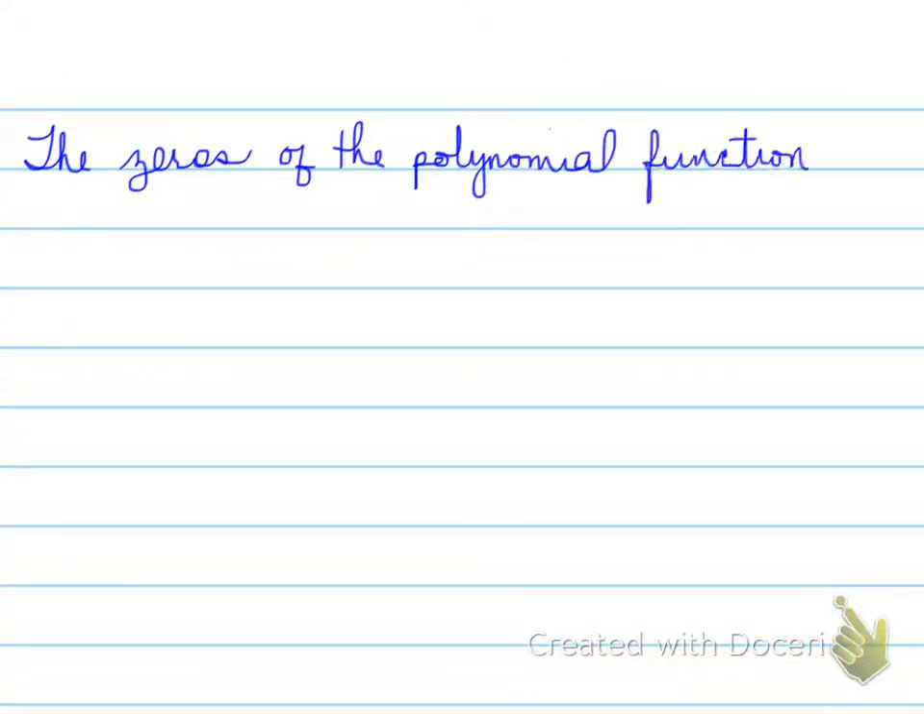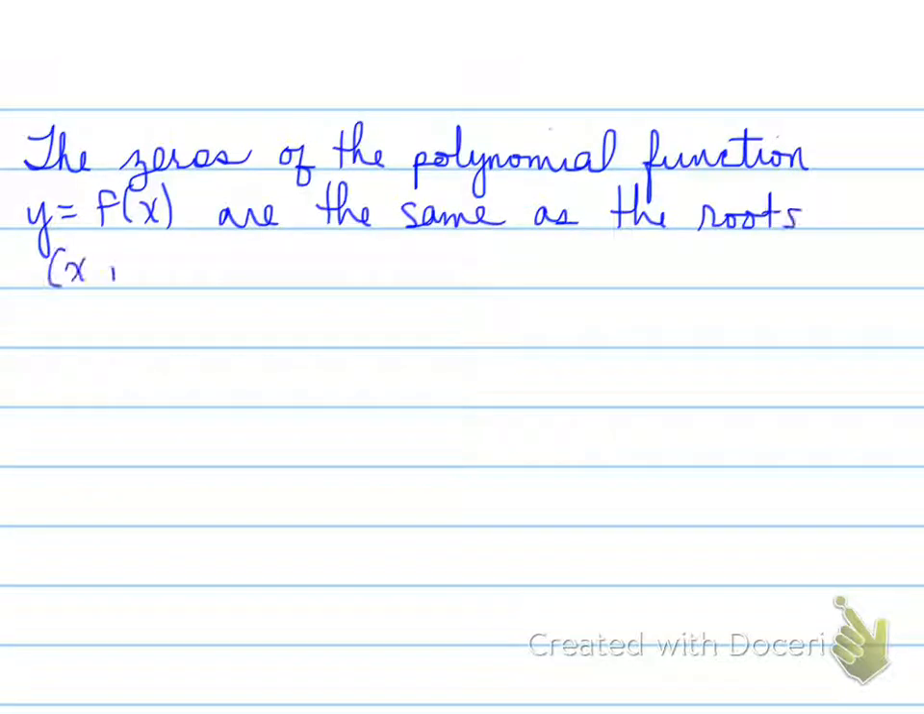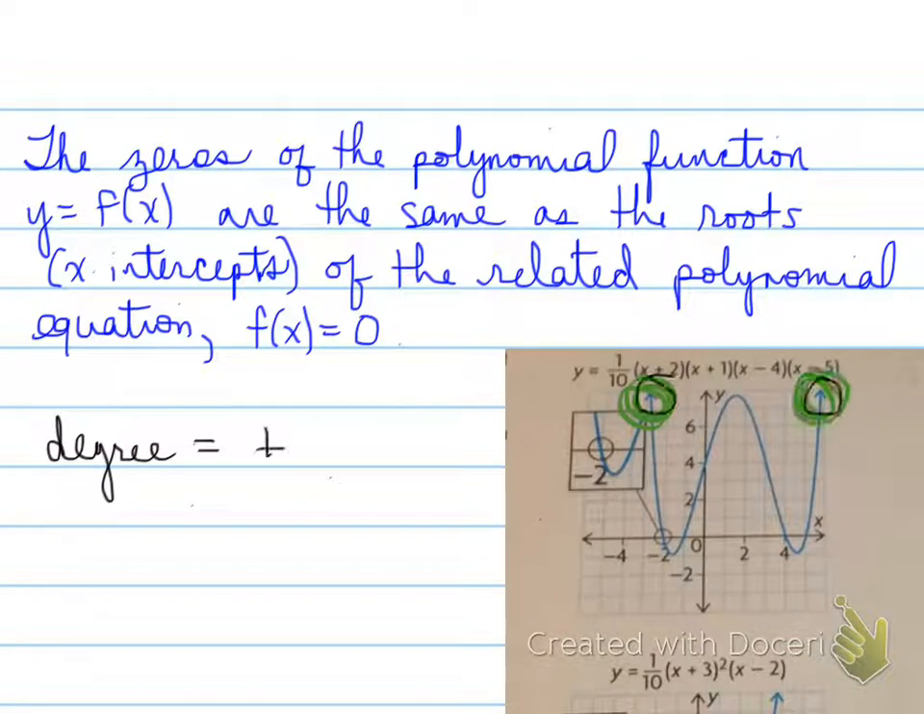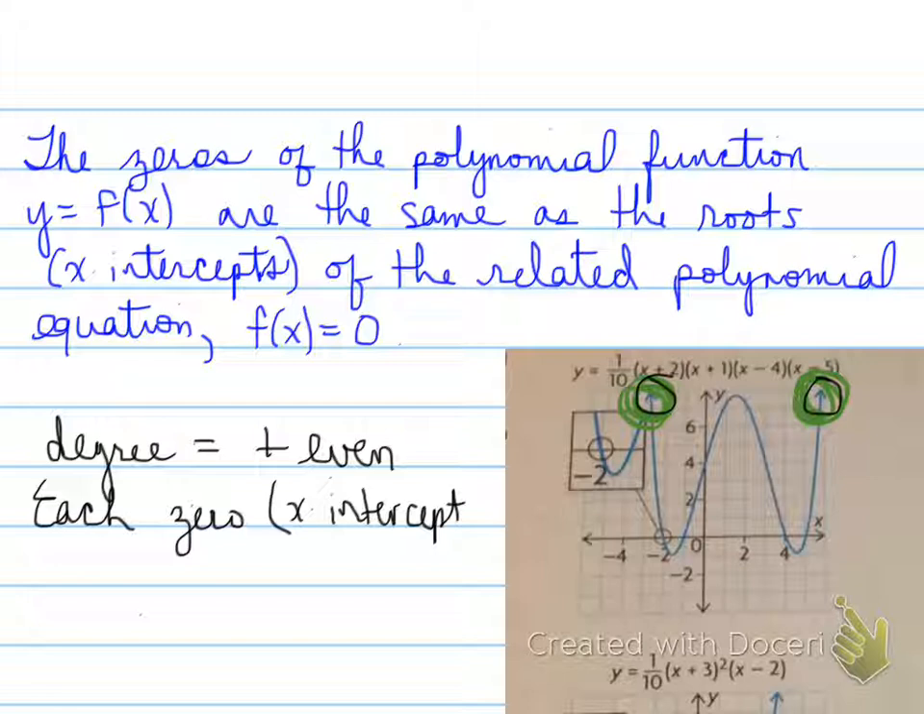Next, the zeros of the polynomial function f(x) are the same as the roots, or the x-intercepts, of the related polynomial equation. So that means f(x) equals 0, and when f(x) equals 0, these will be the values over here. Now I want you to look at this particular function here. How do you know without looking at the equation? So imagine I didn't have the equation here.